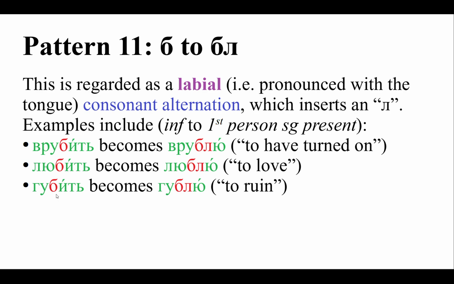Любить, a famous word, to love, becomes люблю. I love, люблю тебя, I love you, something like that. Губить, to ruin, becomes гублю, I ruin. Again, a derogatory word for demonstration only. So you can see that b becomes bl. And L is inserted right here, right after b.